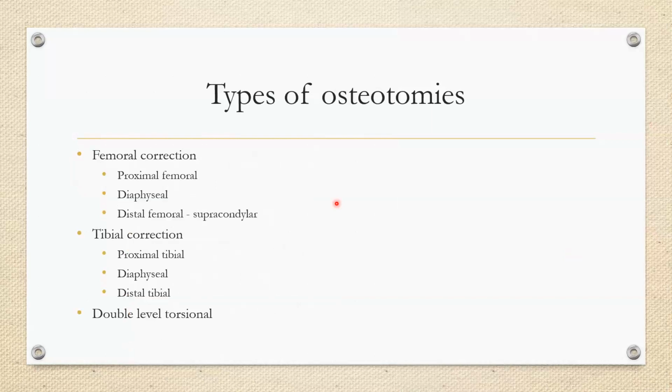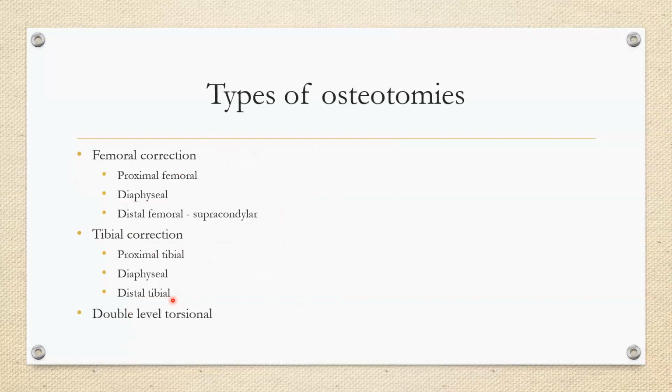So about the types of osteotomies. Depending on the location, femoral correction can be proximal femoral, diaphyseal, or distal femoral. Distal femoral is most commonly done. Similarly, tibial correction can be proximal tibial, diaphyseal, or distal tibia, and combining both in severe deformities can be double torsional osteotomies.